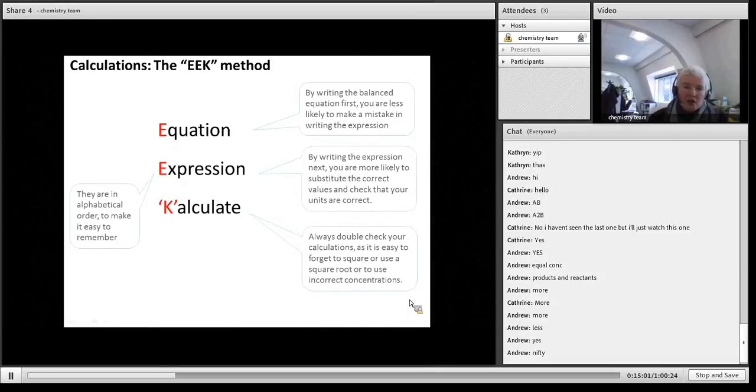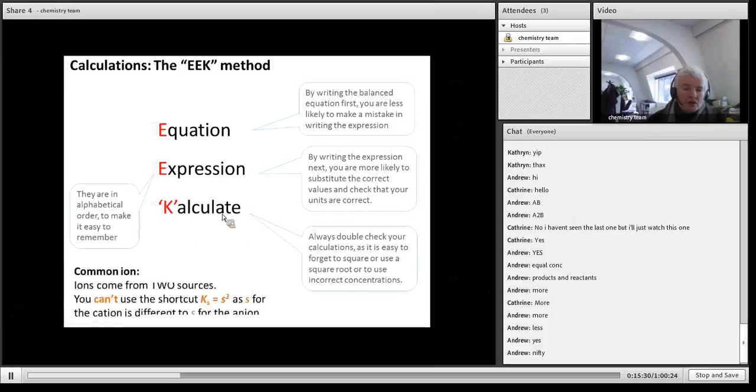This is what we had last time. It's a way of making sure you minimize your errors. So remember, always write your solubility equation first: silver chloride goes to silver ions plus chloride ions. Then your expression: Ks for silver chloride is equal to the concentration of silver ions times the concentration of the chloride ions. And then you start substituting and so on.